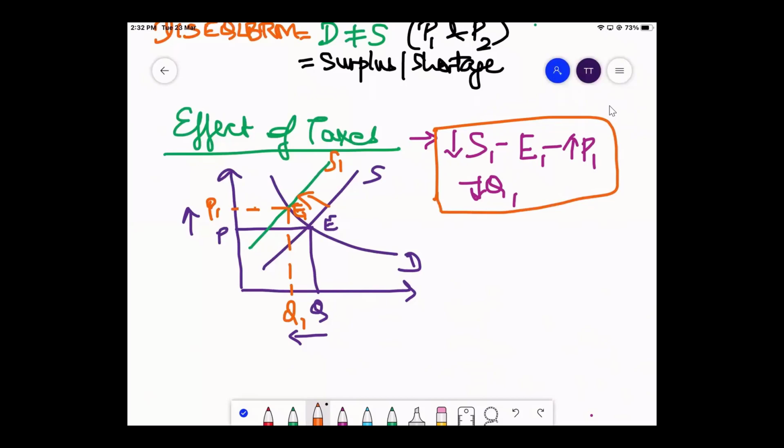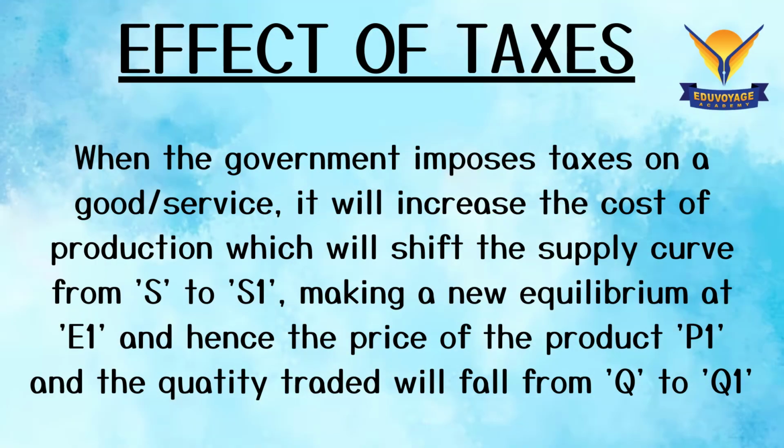You will have to make this diagram and you will have to explain what I have just written with arrows. Okay, so listen to my explanation. You will say when the government is imposing taxes on, say, cigarettes, suppose that's there in the case study, this will increase the cost of production, which will shift the supply curve from S to S1, making a new equilibrium at E1, and hence the price of the product, in this case cigarettes, will increase from P to P1 and the quantity traded will fall from Q to Q1.